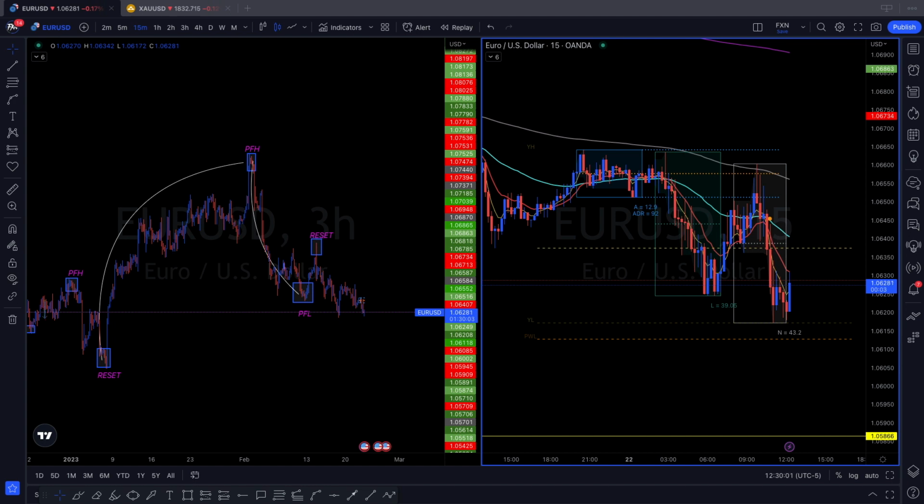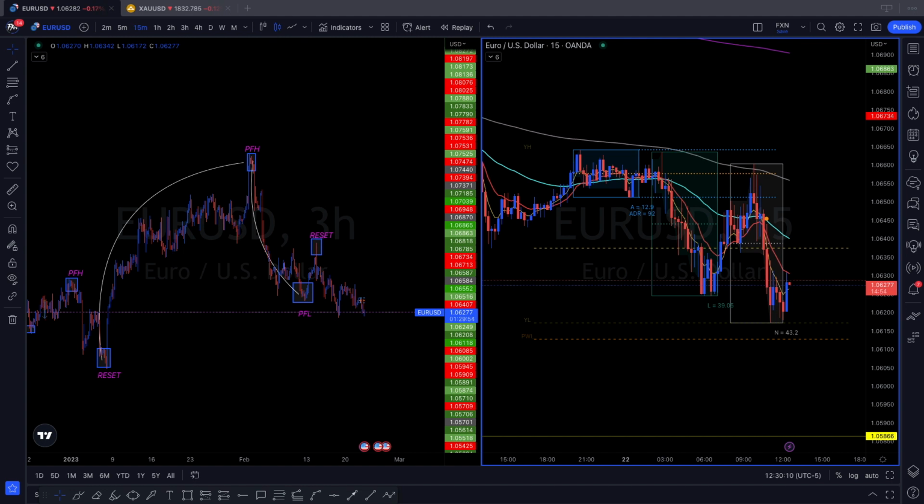We're looking at Euro USD right now, and on the left we got Euro USD on the 3-hour chart, on the right the 15-minute time frame. So the purpose of this video, guys, is to break down a trade setup that we took during the US session and really give you a blueprint essentially to continuation trades.